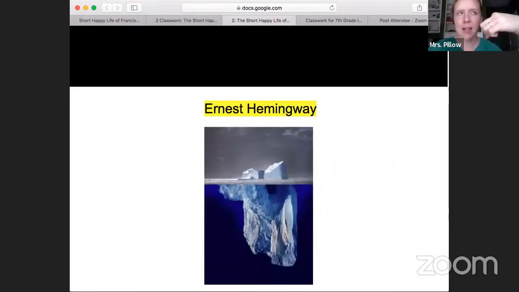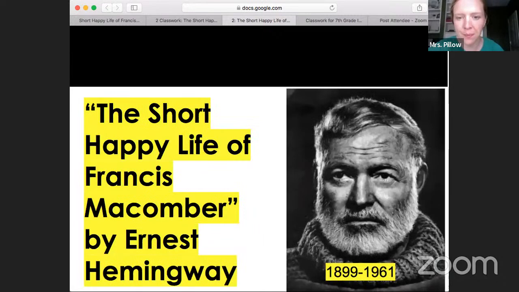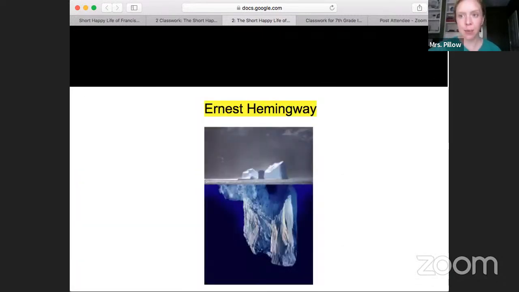Do you remember what I said about the iceberg last week? Nope. Okay, so Hemingway, this is a picture of him. He writes like an iceberg. On the top of an iceberg, there's just a really small amount that you can see. And then underwater is a huge amount of iceberg that you can't see. Hemingway's writing is the same. He packs so much into a very small amount of space, but there's a lot of meaning to interpret. So we're going to keep looking at this iceberg, going back over some things that we've read.